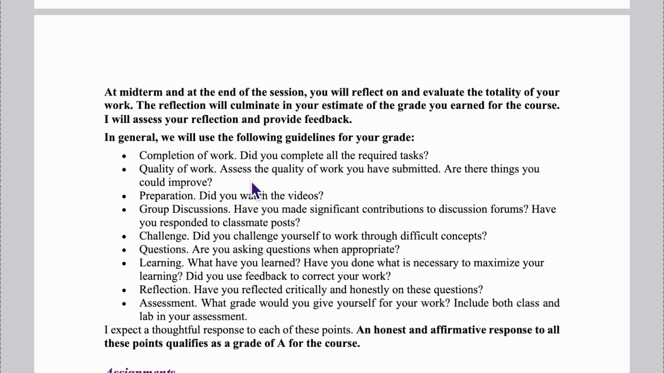Did you complete the work? How would you assess the quality of your work? Did you watch the videos that I have provided in the Moodle course? Participated in discussions? And really, have you challenged yourself to work through difficult concepts, to learn as much as possible? Asking questions is something that I consider to be really, really important. And a curious person who wants to learn as much as possible is going to ask questions. If you have any questions at all, please do not hesitate to ask.